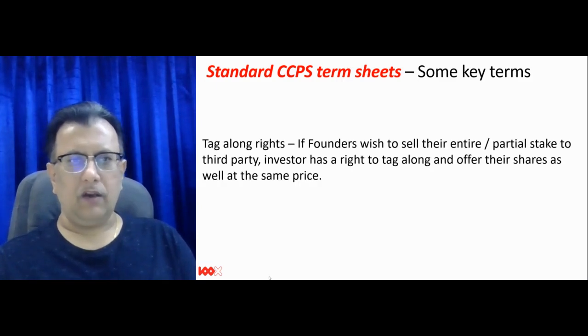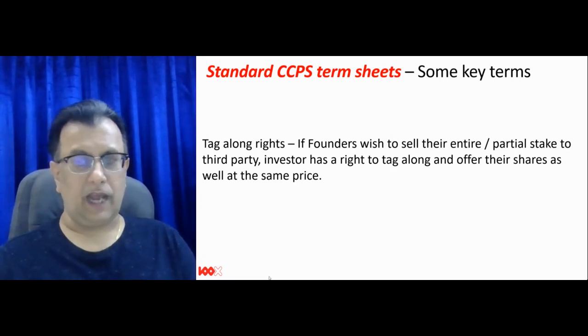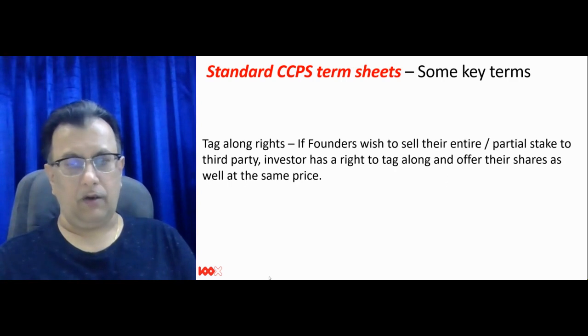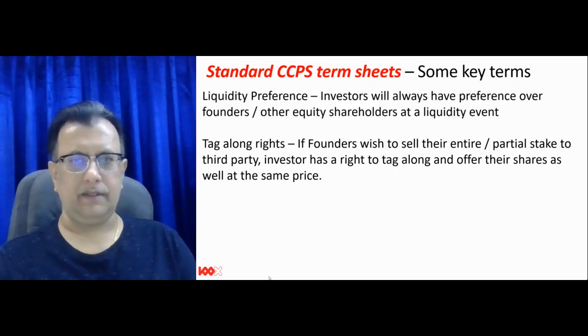Again, tag-along rights. If founders find another attractive proposition, where a large company is willing to take over the company, and founders wish to sell their stake entirely or partly, investors will have a right to tag along, and that's called tag-along rights. They can offer the shares belonging to the investor at the same price and on the same terms.